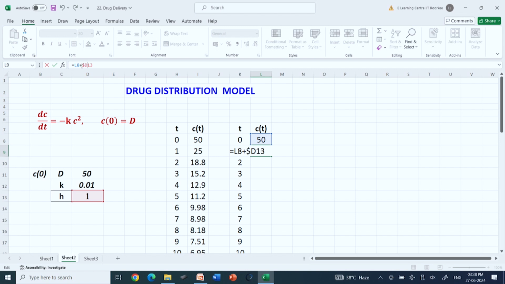So, I put a dollar sign and this is multiplied by, I open a bracket, minus K C0 square. So, minus then K, which is again a constant, multiplied by C0 square, bracket closed and end. And let me drag this.